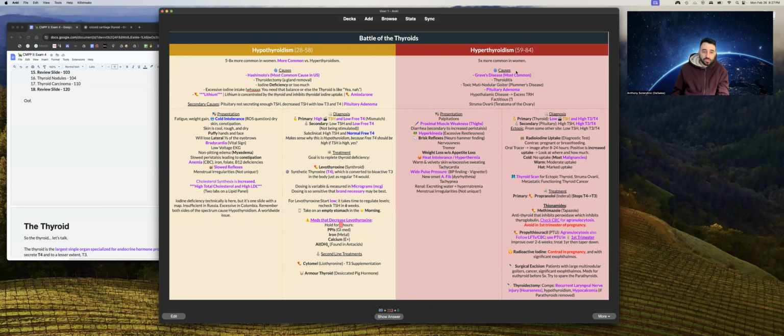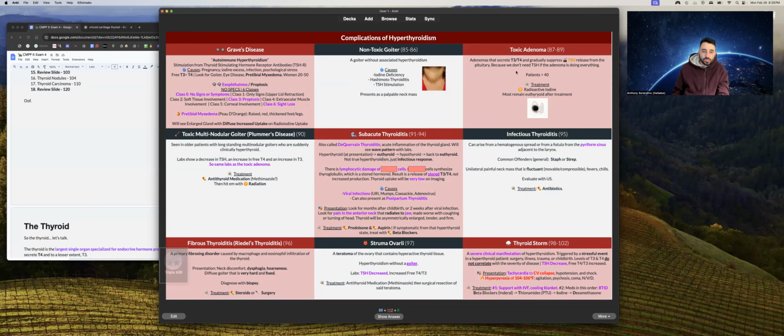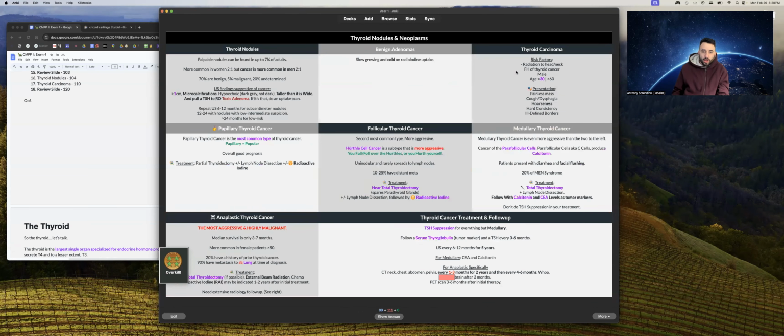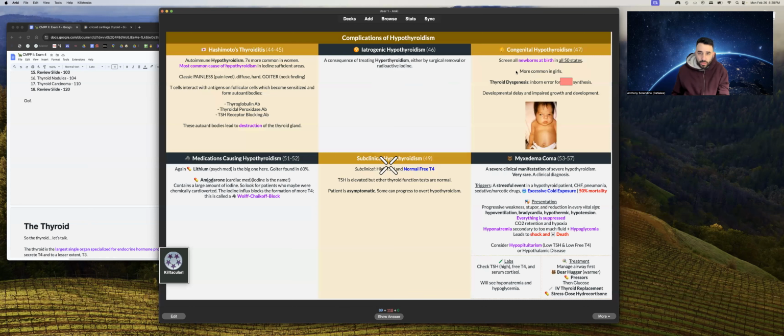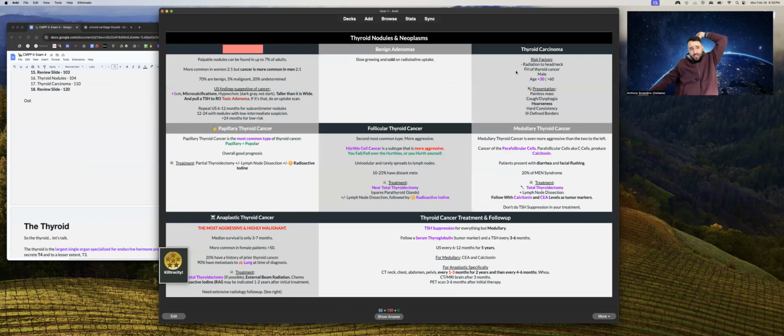Meds that decrease levothyroxine, hold for 4 hours. There's lymphocytic damage of what cells in subacute thyroiditis? Follicular. For anaplastic specifically, image the brain after 3 months, MRI, CT. Thyroid dysgenesis, inborn error for what synthesis? T4 probably.